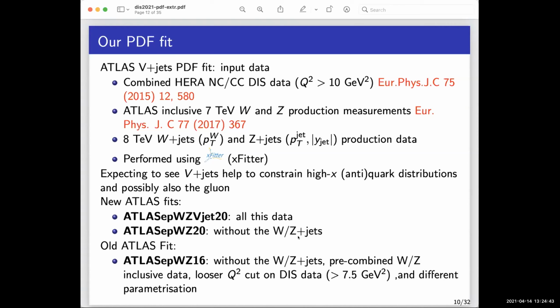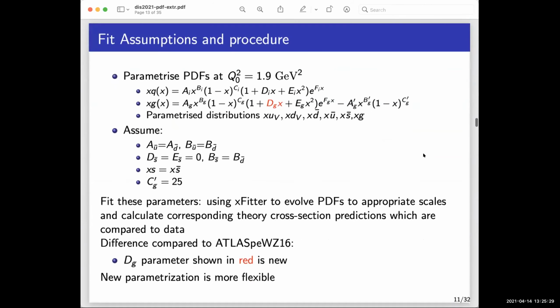And just with respect, we've done this so that it has the same parameterization and so on as WZ20 as VJet20. Whereas the older fit had a slightly different parameterization and used a slightly different data set, so a different cut, for example, and just different treatment of the inclusive data. So you can see that we can eliminate effects just from the changing of parameterization and really study the effect that you gain from including the vector boson plus jets data.